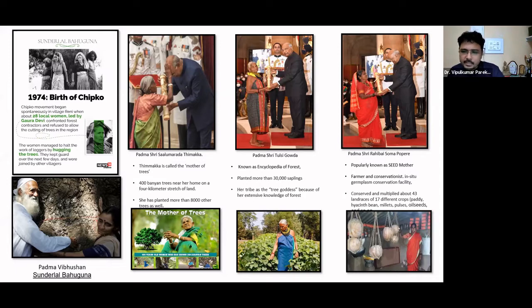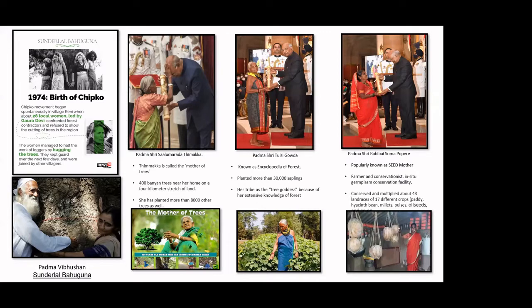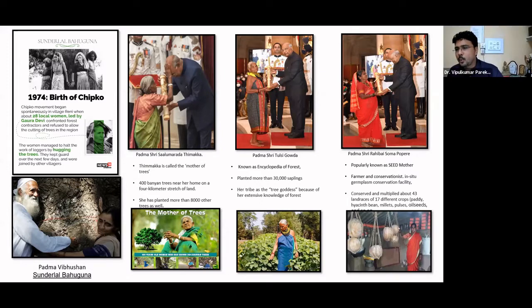They did not have any baby, so that stigma, the force of that inner soul, they transformed it, and they conserved 400 banyan trees and 4,000 other trees. The same thing is with the one considered a bee goddess, as well as Rahibai Popere. She is considered a seed mother. They have conserved lots of seeds of rare and wild varieties.